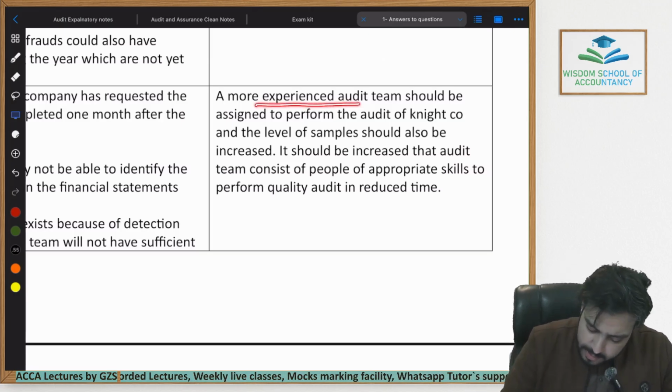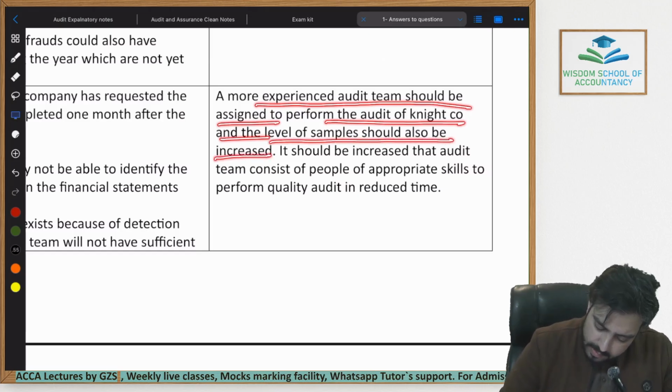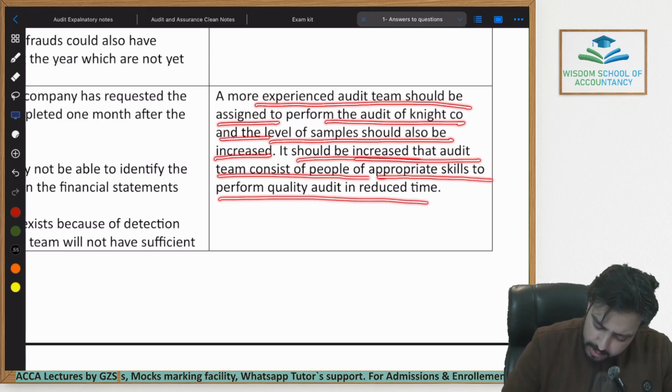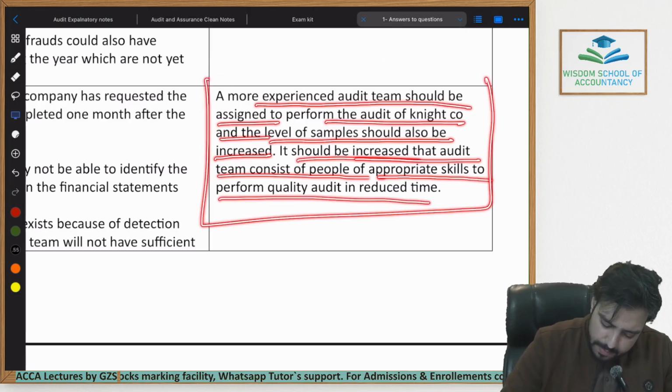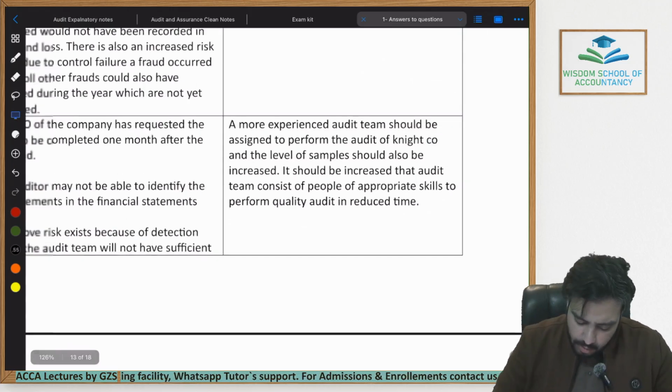A more experienced audit team should be assigned to perform the audit of the company, and the level of samples should be increased. It should be ensured that the audit team consists of people of appropriate skills to perform a quality audit in a reduced time. So these two will be the response that I will let the audit team know. That is all for this question.